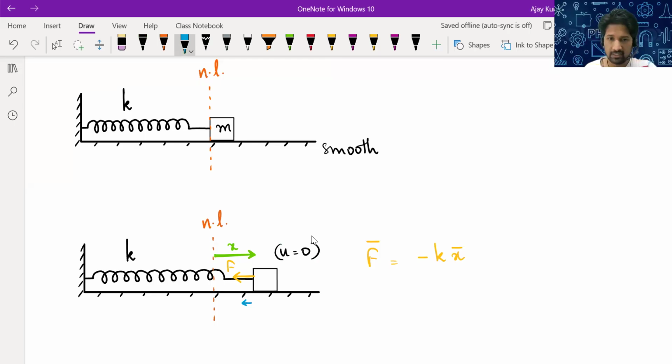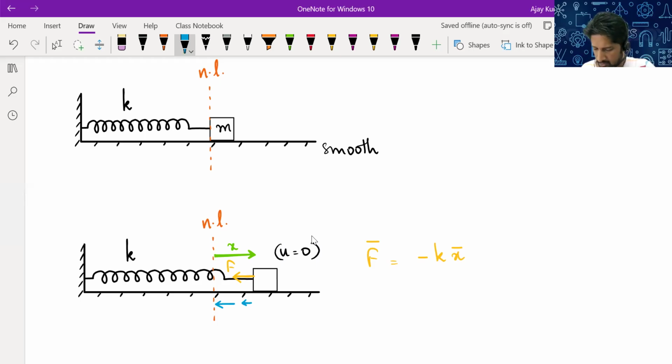But spring force will continue acting on it. As long as the spring is stretched, the spring force will continue acting on it. So it will gain some more velocity. It will become faster. And after some time, the spring will come to natural length. But by the time the spring comes to natural length, the block would have gained some velocity. So due to its inertia, it will continue to the opposite side.